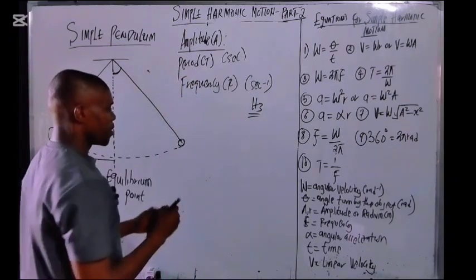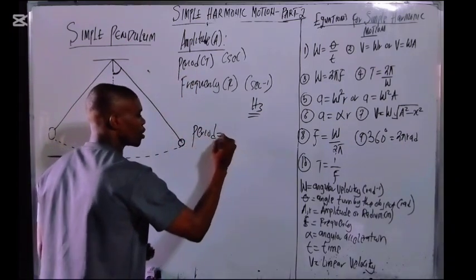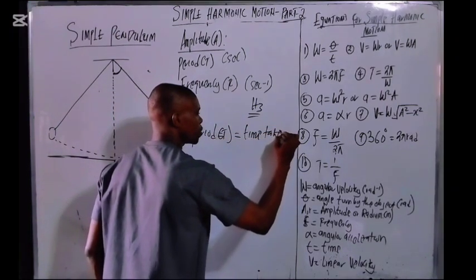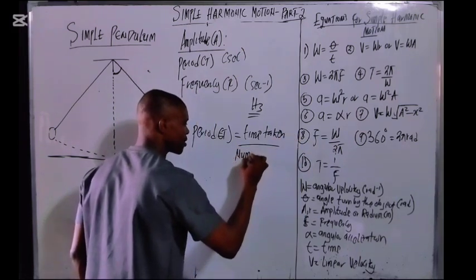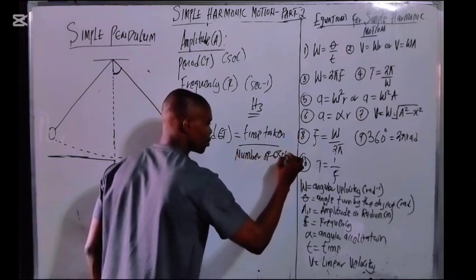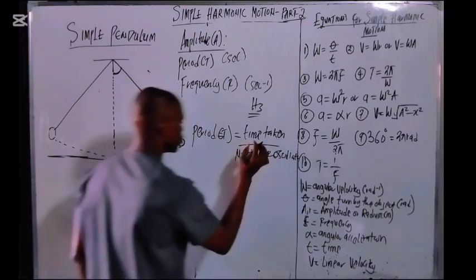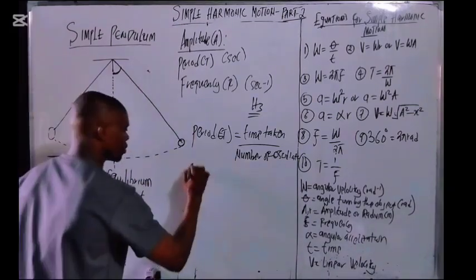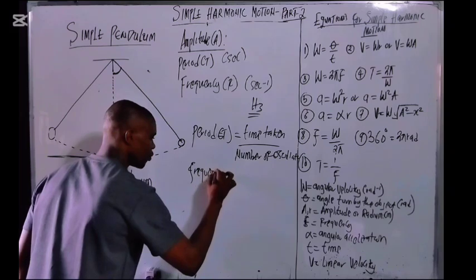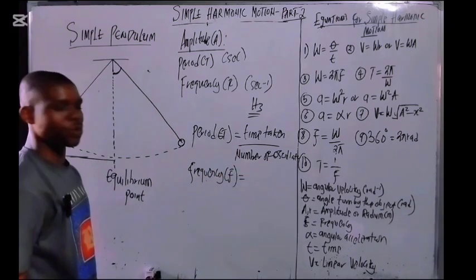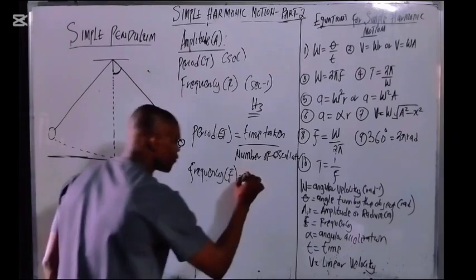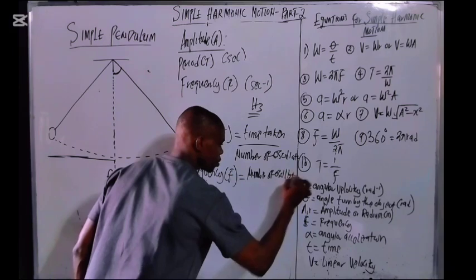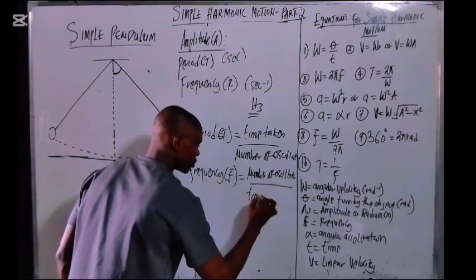Now there's a formula for period. Period, T, equals the time taken over the number of oscillations. Frequency, f, equals the number of oscillations over the time taken.